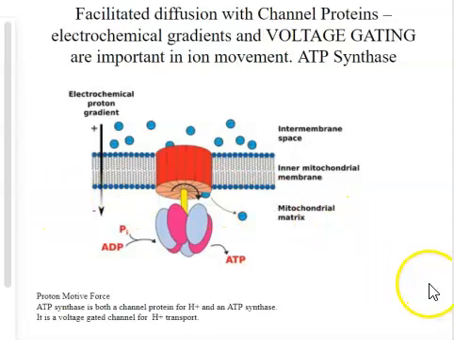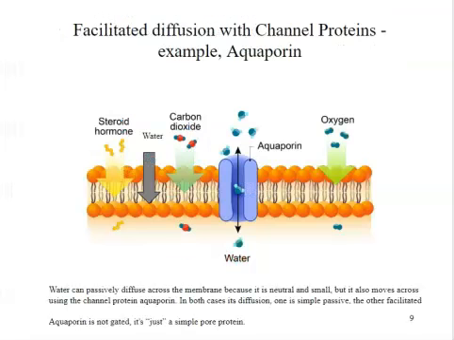Facilitated diffusion that involves channel proteins can sometimes rely on proteins that are what are called gated. And gated means controlled. So in the example of aquaporin that we were just looking at a minute ago, that's not a gated protein. It's just open for business all the time. Always going to let water move. And there'll be a net movement if there's a concentration gradient.